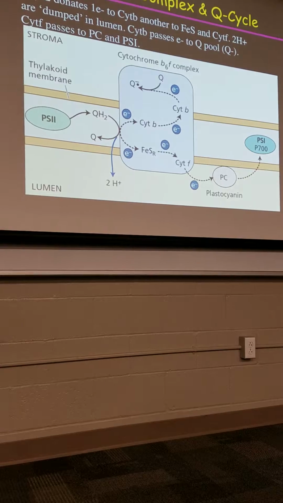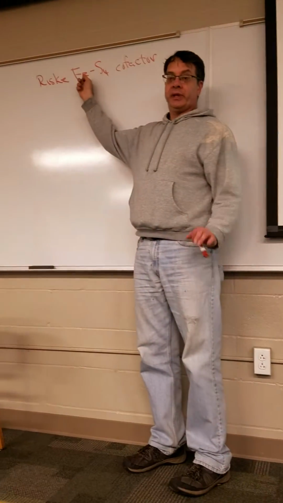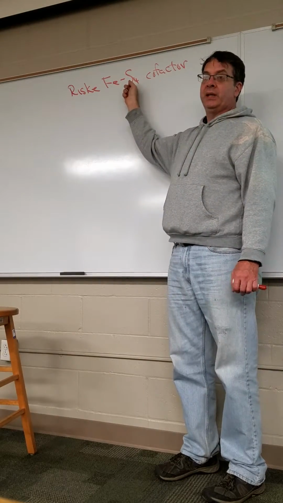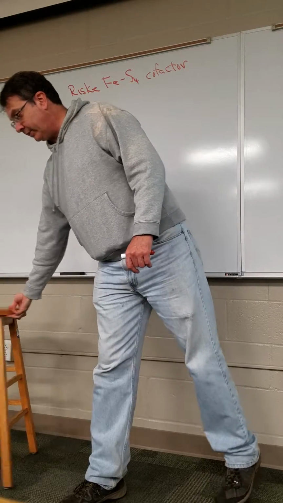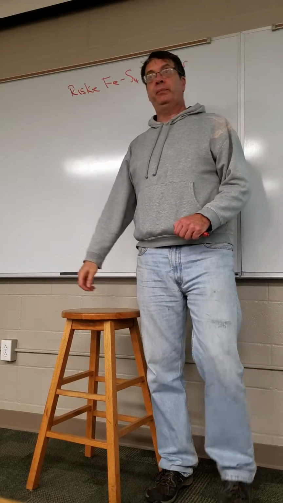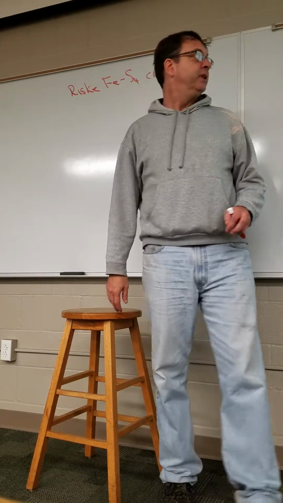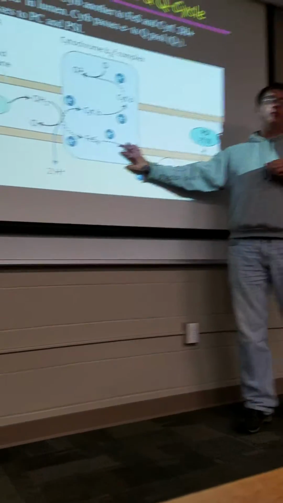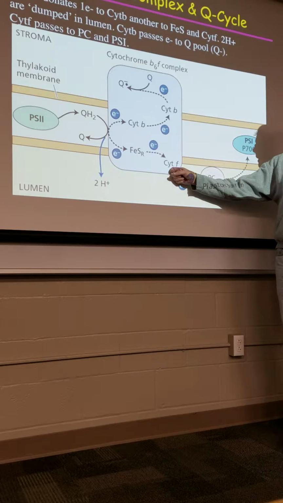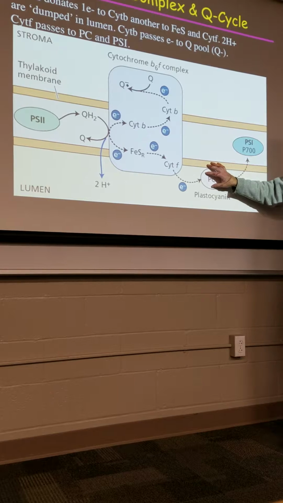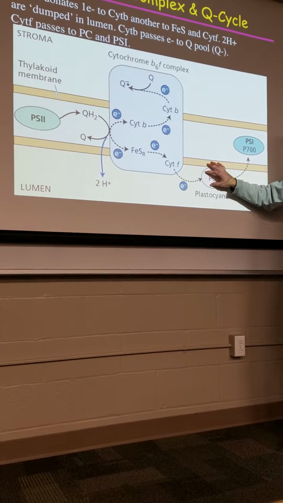But this is what they're called, and it's an iron molecule surrounded by 4 sulfur atoms. What this means is that the iron can very easily go back and forth between +2 and +3 oxidation states. Then cytochrome F will donate one of these electrons to plastocyanin, which is a 1 electron carrier, which makes the rest of electron transport nice and simple.